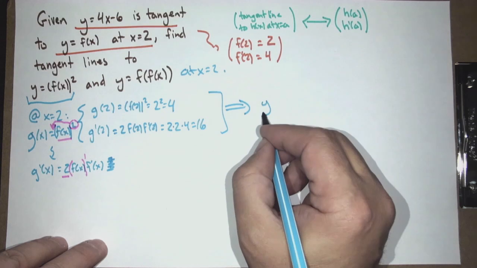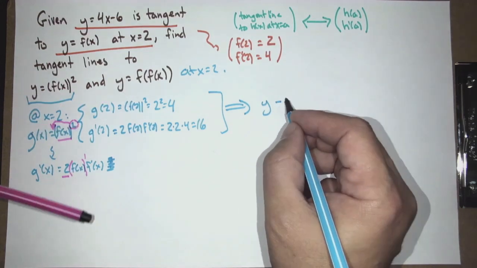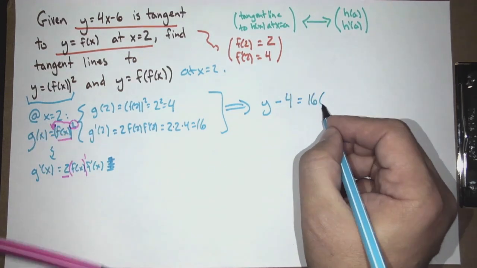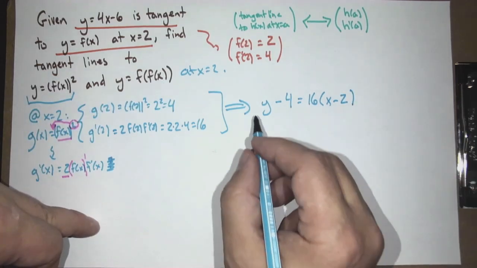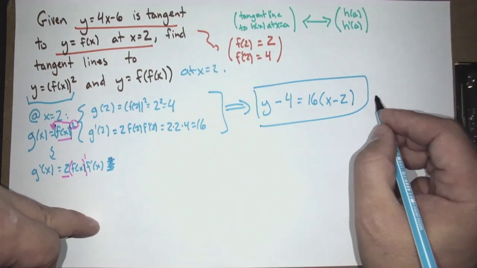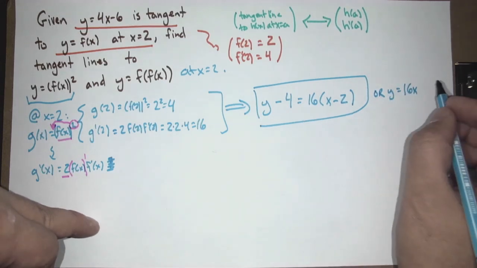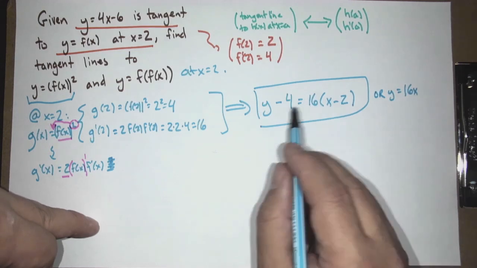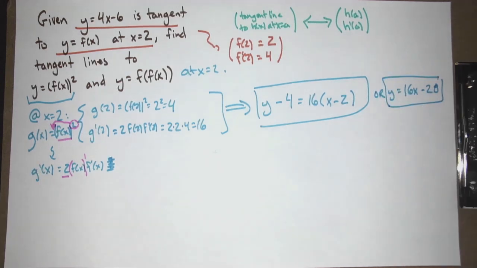We have y minus the y value. Which one of these is our y value? The 4. Equals our slope, 16, x minus 2. And that's a perfectly fine answer. Or if you like, you can rearrange this and say this is y equals 16x minus 32 plus 4 is minus 28, if you like to put it all together. Both are fine.